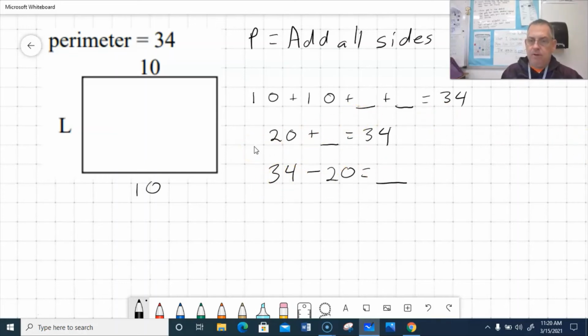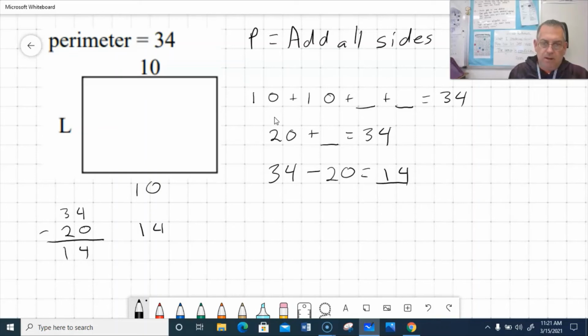We'll work it over here. 34 minus 20. And that would be a 4 in the ones place and a 1 in the tens place. So that's going to equal 14. Okay, but that's not going to be our missing length. That's going to be the sum of both sides, because right here we have two blanks. We know opposite sides are equal. So to figure that out, the problem would be 14 divided by 2.